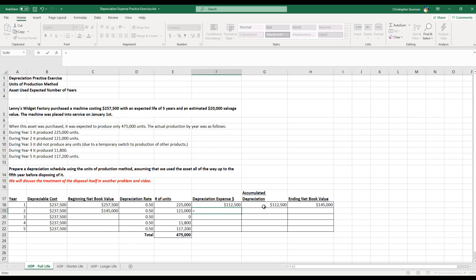Again, depreciation expense is going to be the 50 cents per unit multiplied by 120,000 units. And now for the second year of accumulated depreciation, we take the balance from year one plus this year's depreciation expense. Ending net book value is going to be last year's ending net book value minus depreciation expense for this year. Or you could just simply say beginning net book value minus depreciation expense takes you down to that same level.